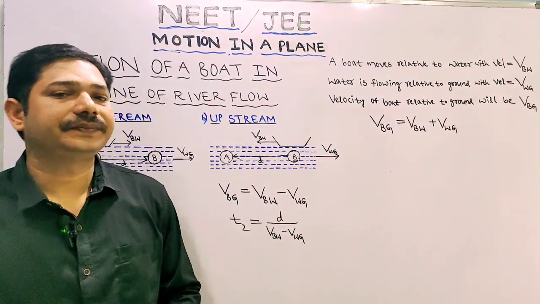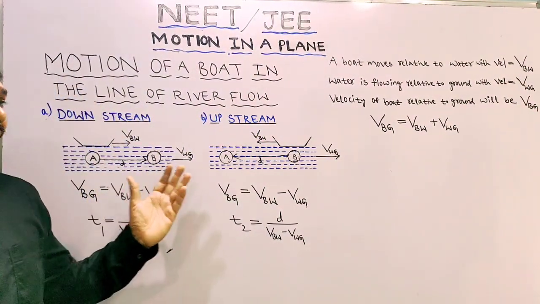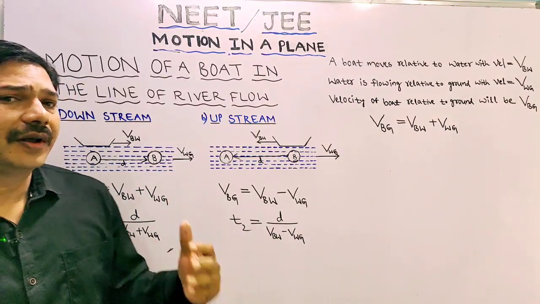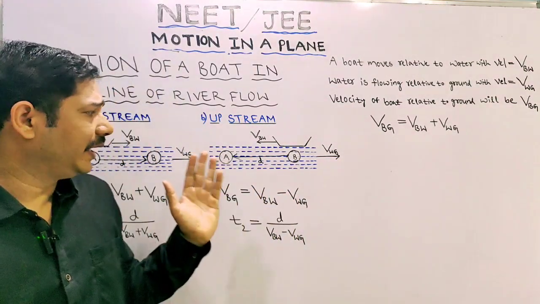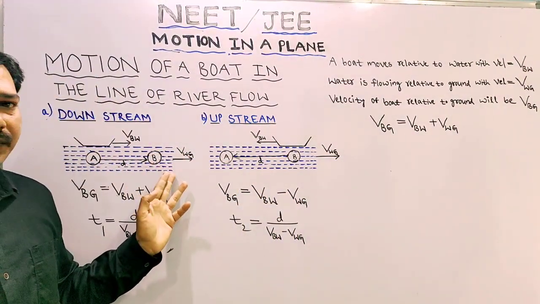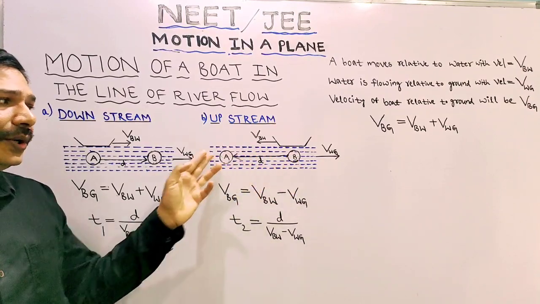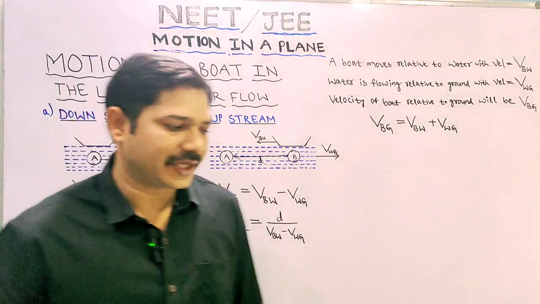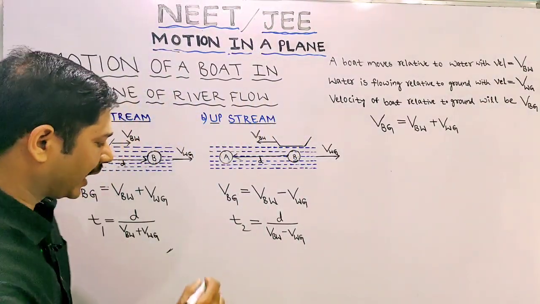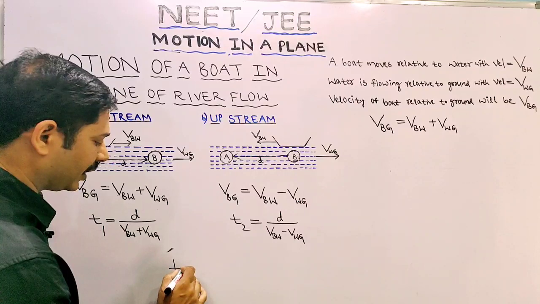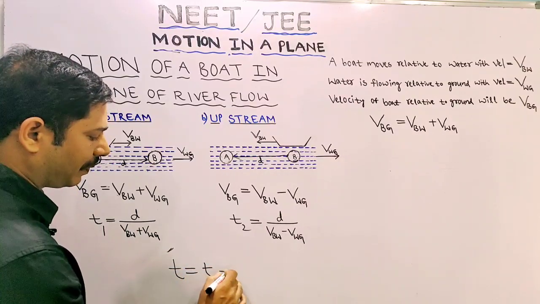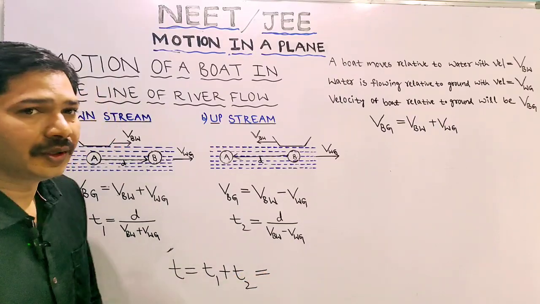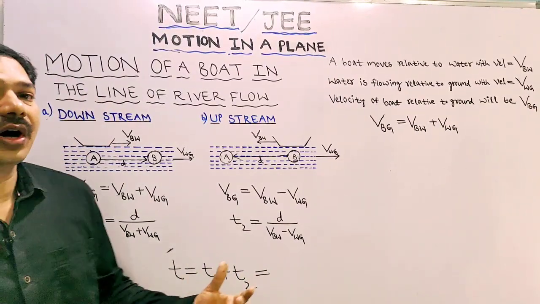Okay, so here in upstream and downstream we observe in detail. One person covered point A to point B, and then again traveled from point B to point A. Here they are asking how much total time is taken. So how to find the total time? We can take T equal to T1 plus T2, downstream time plus upstream time.